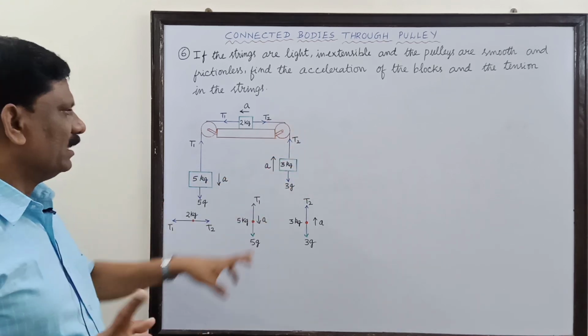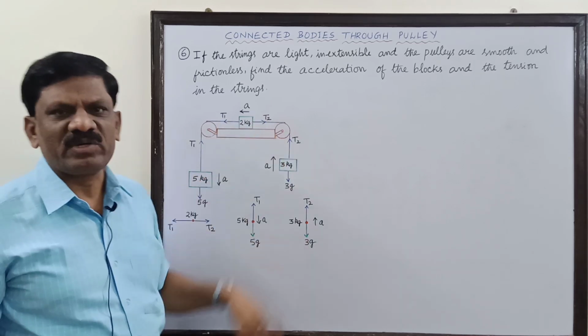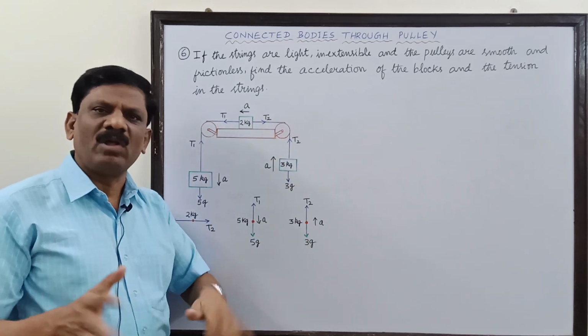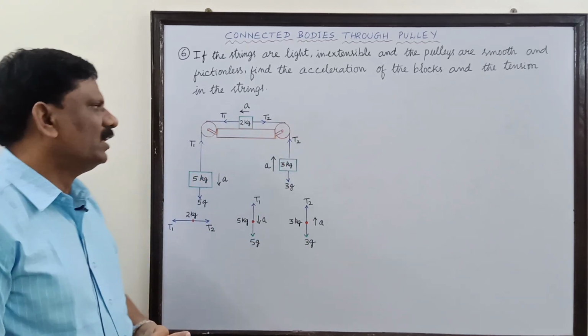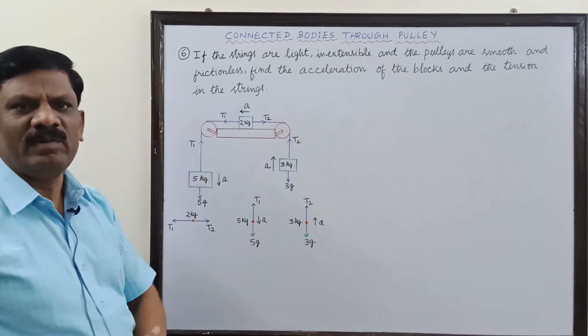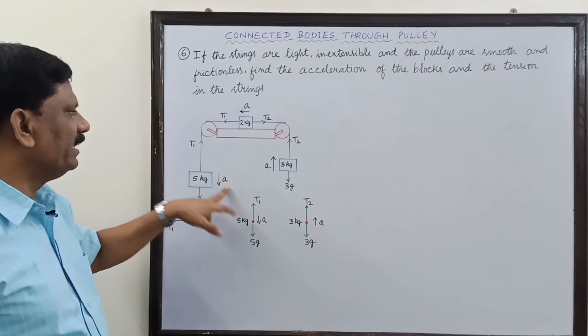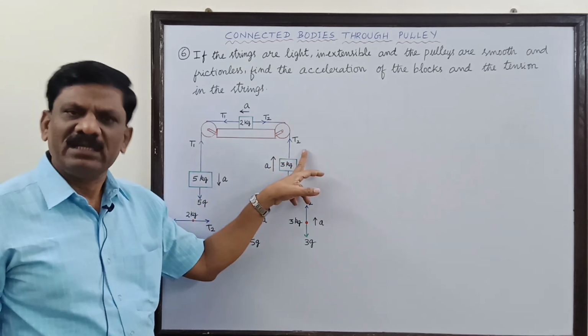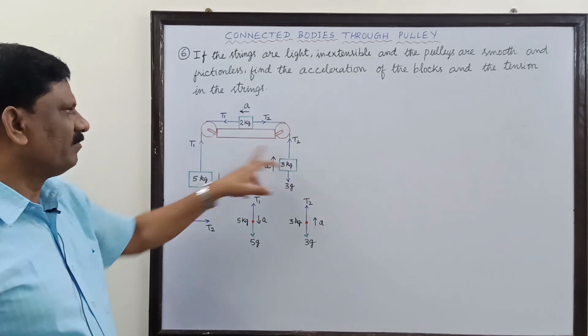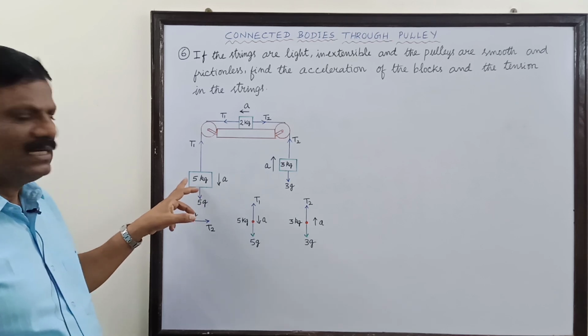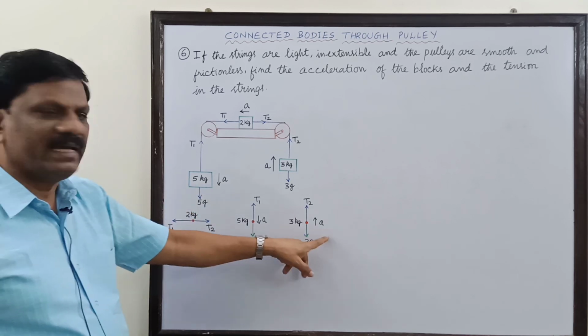So we are connecting the three loads to the same string, so the acceleration of all the blocks will be equal. Only the tensions T1 and T2 will be different. So we are supposed to determine the values of A, T1 and T2. So for that, for the three given masses, I have drawn the free body diagram.